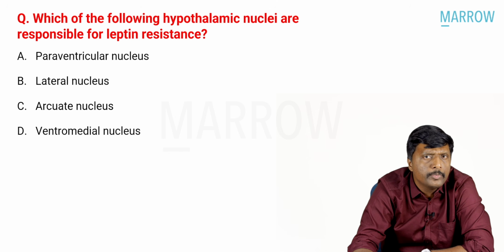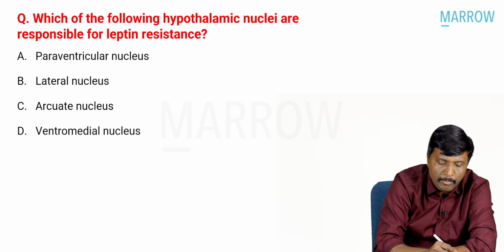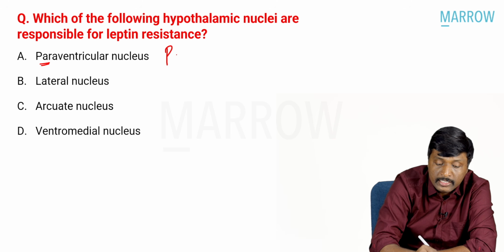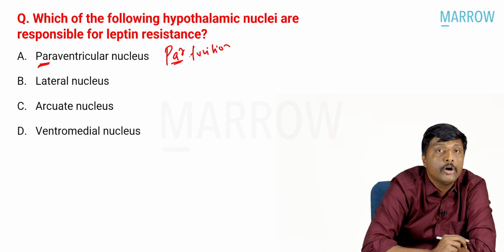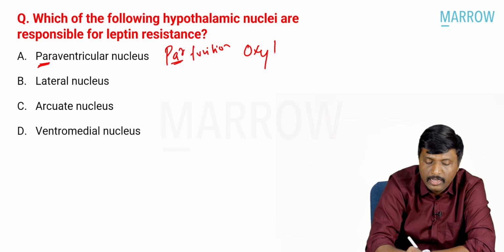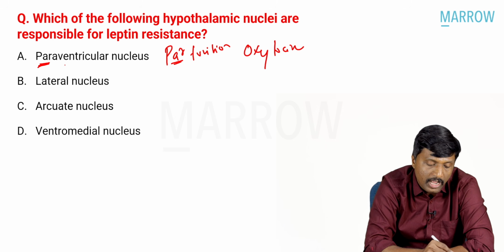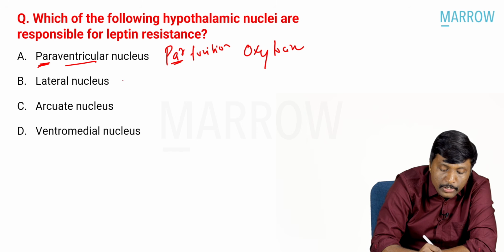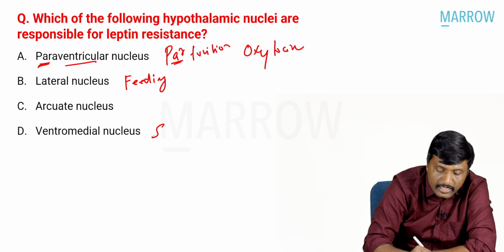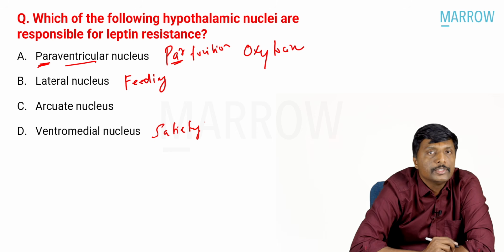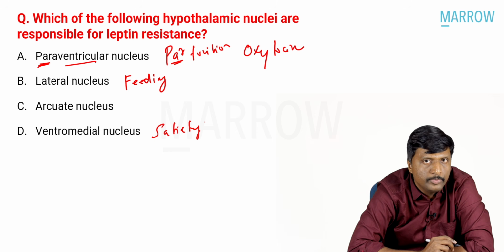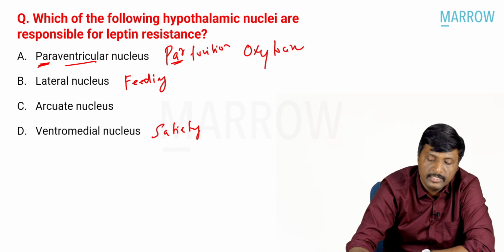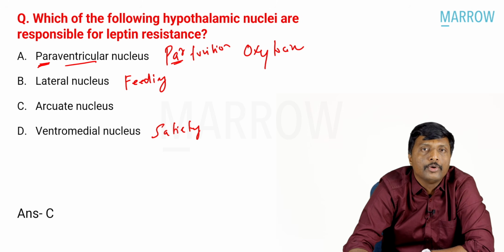Now, which of the following hypothalamic nuclei are responsible for leptin resistance? Actually, you can rule out options and get the correct answer. Remember para. Para means I always say parturition. Which one? It is our oxytocin. Paraventricular nucleus concerned with parturition, oxytocin. Lateral nucleus is our feeding center. Ventromedial is our satiety center. So, obviously, even if you rule out other options, we are left with arcuate nucleus. That is the answer here, arcuate nucleus.